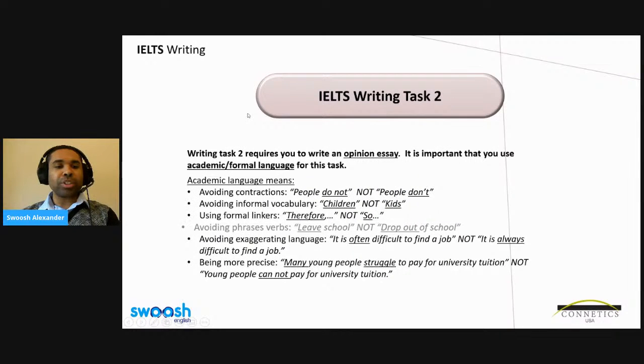Okay, so I want to start by just having a look at what we mean by academic or formal language. For writing task 2, you're required to write an opinion essay, and it's important that you use academic or formal language in order to complete this task. So we're going to have a look at some features of academic or formal language, and these are recommended for use for your writing task 2.